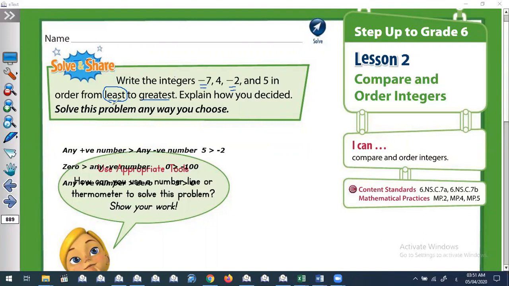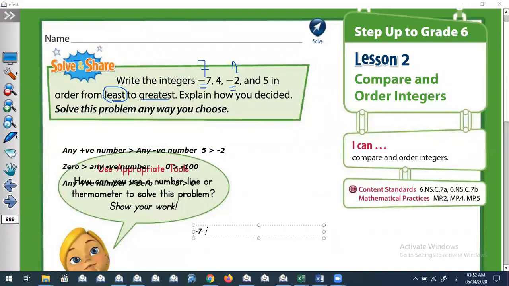So here I need to order from least to greatest. Least means you have to start with the negative if you have negative numbers. Here we have negative 7 and negative 2. We need to know which is smaller. The smaller is negative 7, not negative 2. The negative is the converse of the positive numbers. If this number is 7 and this number is 2, the bigger is 7 as usual. But this is negative, so negative 7 is the smaller. So I have to start with negative 7.